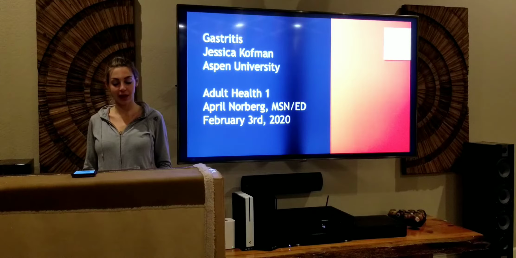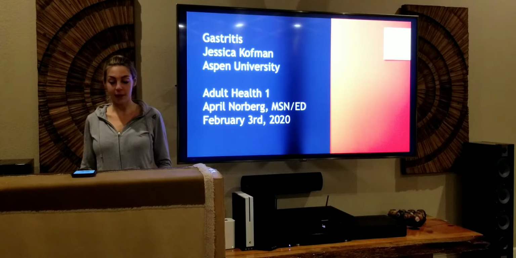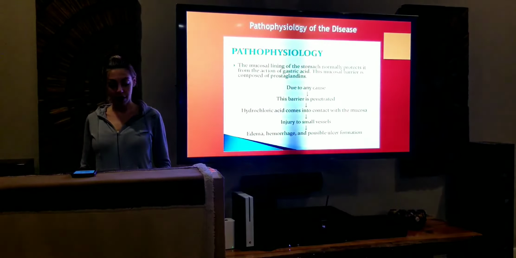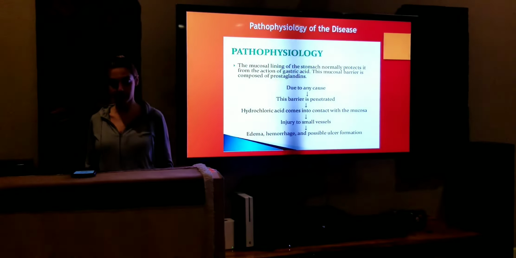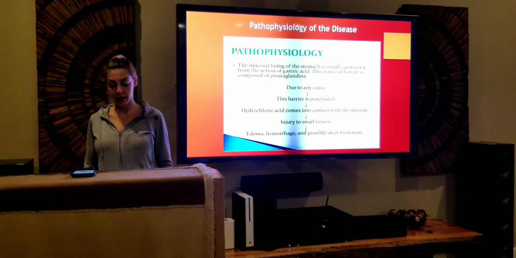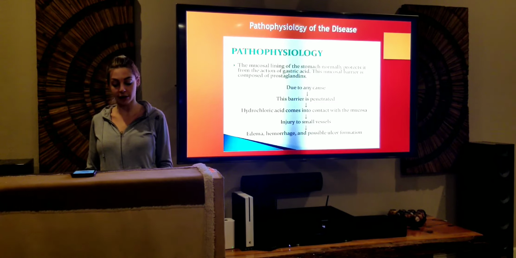This presentation covers gastritis. The pathology of the disease begins with the fact that gastritis is an inflammation of the gastric mucosa. Gastritis may be acute or chronic and diffuse or localized. Gastritis occurs as a result of the breakdown of the normal gastric mucosal barrier.